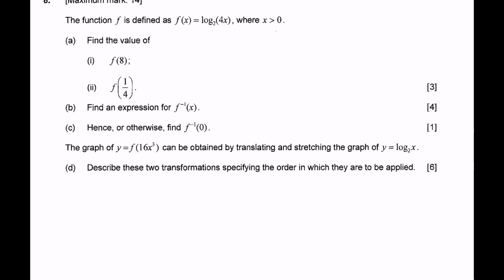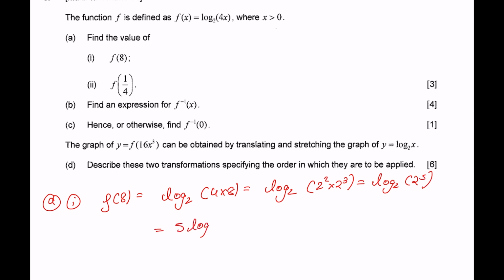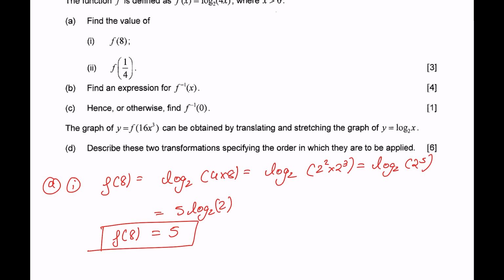Next part is f(x) is defined as f(x) equals log base 2 of 4x. I have to find the value of f of 8 and f of 1 by 4. So for the first, f of 8 would be log base 2 of 4 times 8. Now it's log base 2, right? So 4 can be written as 2 squared and 8 can be written as 2 cubed. So this is log base 2 of 2 to the power of 5, which gives me 5 log base 2 of 2. Now log base 2 of 2 equals 1. So f of 8 would be equal to 5. This is the answer to the first part.